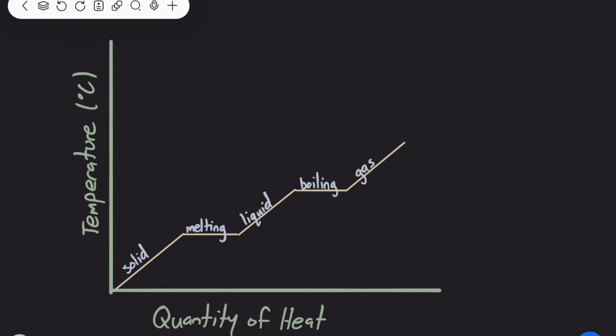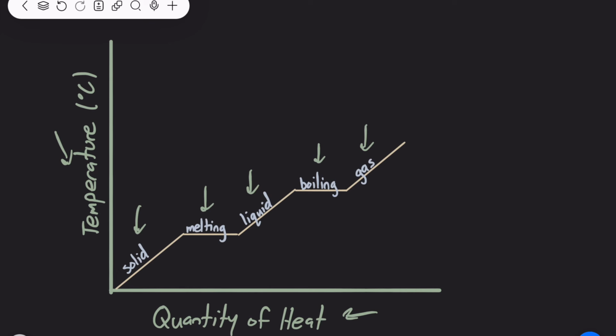So here we have a general heat curve, and it's worth it to notice we have our temperature on our y-axis, and we have quantity of heat on our x. So here, substances are going to be in their solid state when the temperature is the lowest and the least amount of heat has been applied to it. And from there, they can melt into a liquid as heat is added, and from liquid they will boil into a gas as more heat is added.